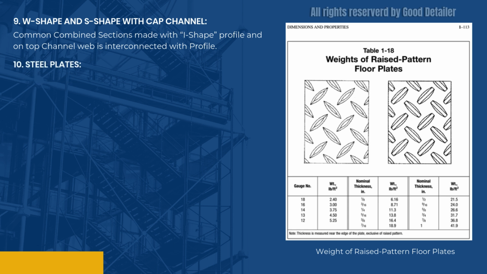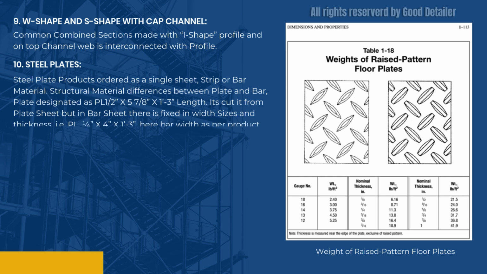Ten, steel plates. Steel plate products are ordered as a single sheet, strip, or bar material. Structural material differences between plate and bar: plate is designated as PL 1/2 inch by 5 7/8 inch by 1 foot 3 inches length. It's cut from a plate sheet, but in bar there is a fixed width, size, and thickness, i.e. PL 1/4 inch by 4 inches by 1 foot 3 inches. Here, bar width is as per product availability.